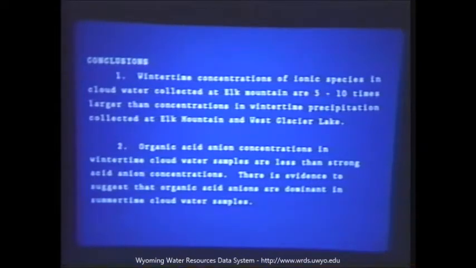But that enhancement of the organic acid anions is also consistent with what we know about the photochemistry in the atmosphere. And also the precursors for those acids tend to be emissions of, for example, isoprene from trees, which go up in the summertime when trees, for example deciduous trees, are active.